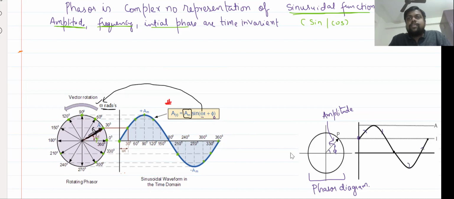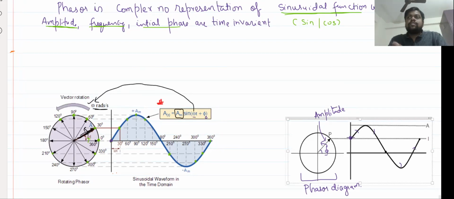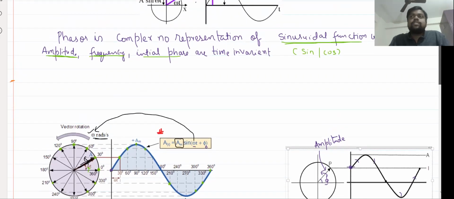If this initial phase is 0, then you can see in this diagram it has started from exactly this position. If it has some phase other than 0, then it won't start from 0, it will start from something else. So this is how we are going to draw the diagram of this phasor. In other words, you can also say a phasor is a rotating vector.